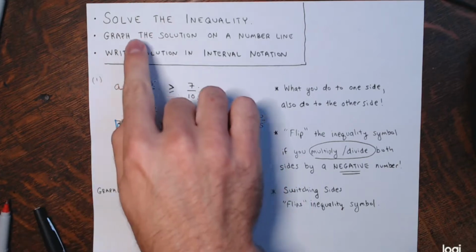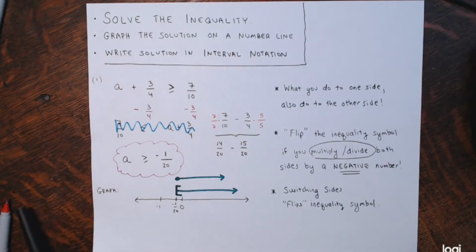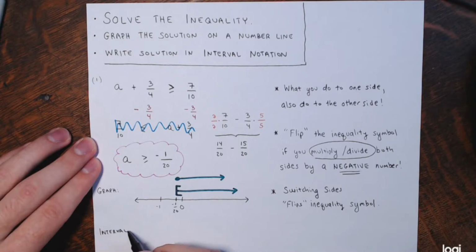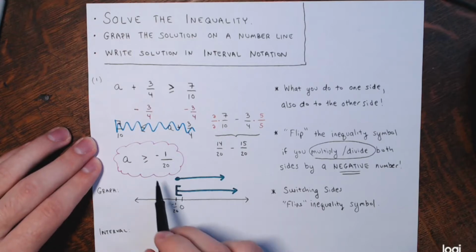That's the second part. And then write the solution in interval notation, which again, hopefully you saw in a previous video of mine. You always draw intervals from left to right. And again, we're describing the same set of numbers. We're describing the solutions of this inequality.